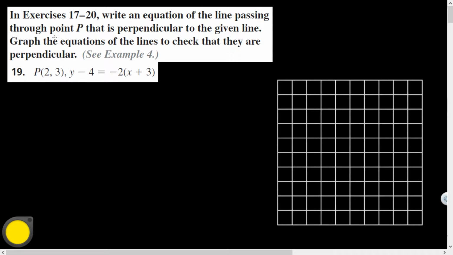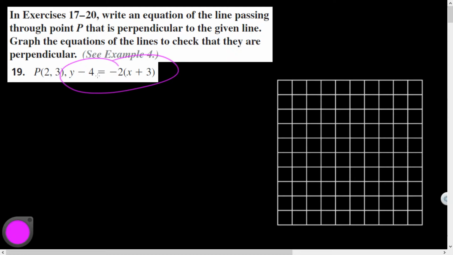So here it says, write an equation of the line passing through point P that is perpendicular to the given line. Graph the equations and check to see that they are perpendicular. So I've got a point. I've got a line that my line will be perpendicular to. And then I've got to find the equation of my own line.